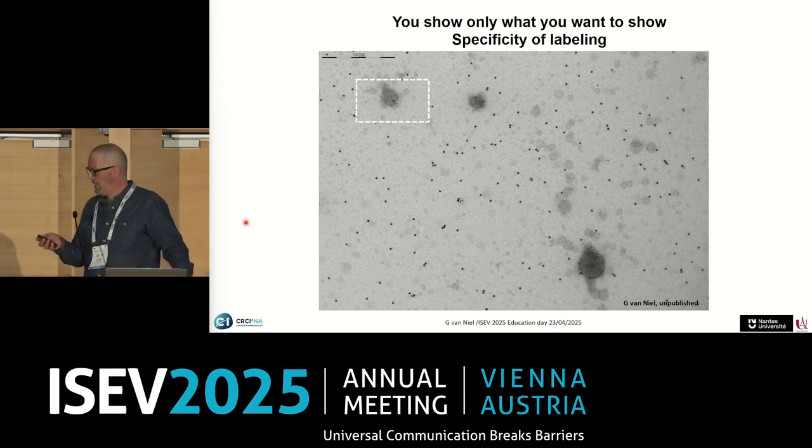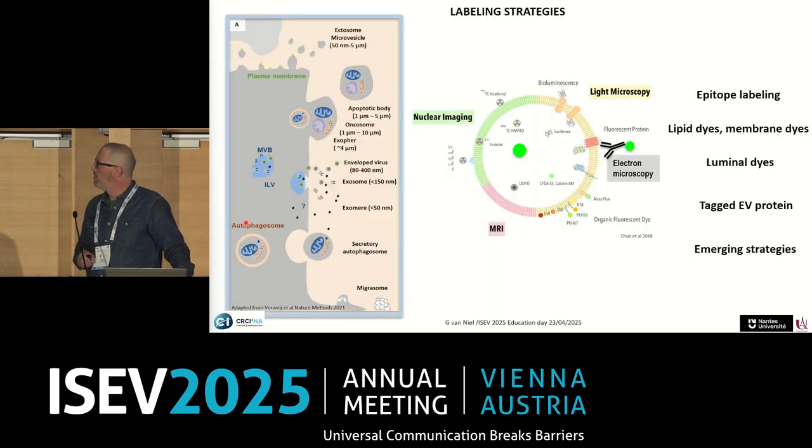All right, let's go now to the labeling strategies that we can use to study EVs. So I will go through these different types of labeling. Each time you can combine them either with a fluorescent reporter or a radioactive reporter or an enzyme like luciferase to better understand the biology of the different subtypes of vesicles that you have in your sample.